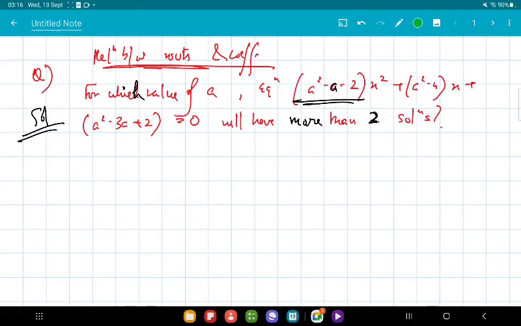Hello friends. Today we will solve some more and more important questions of IITJEE and PYQs, previous year questions, and some from international Olympiad level questions.